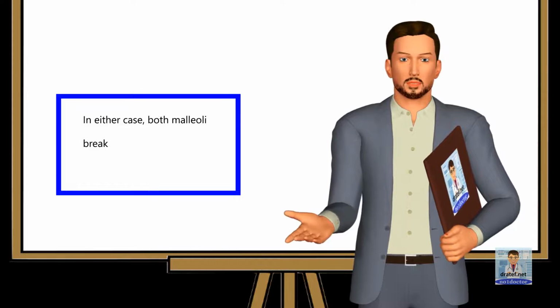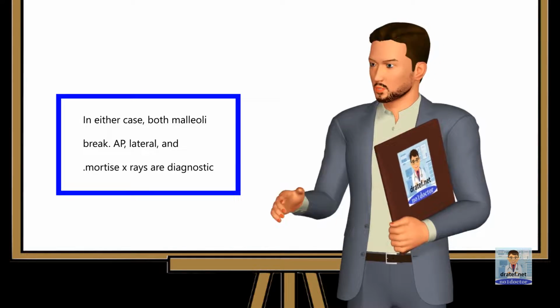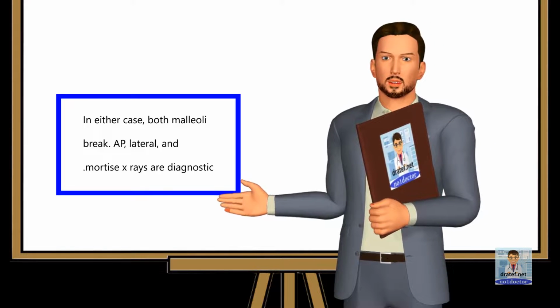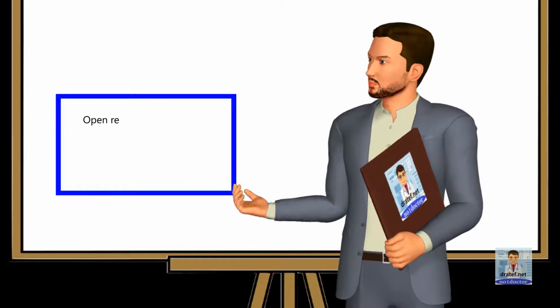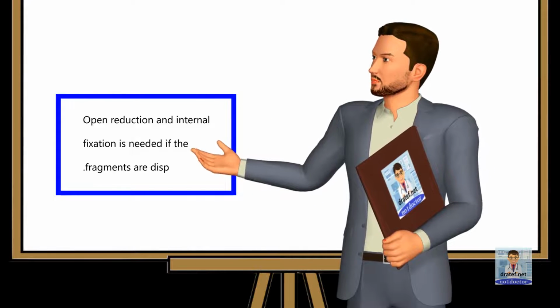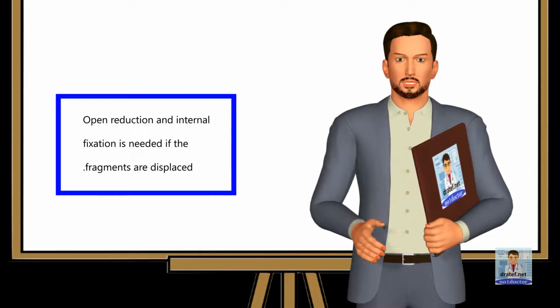Fractures of the ankle occur when falling on an inverted or everted foot. In either case, both malleoli may break. AP, lateral, and mortise X-rays are diagnostic. Open reduction and internal fixation is needed if the fragments are displaced.